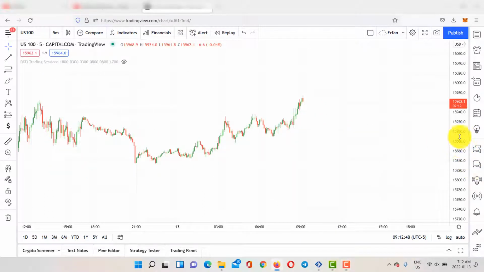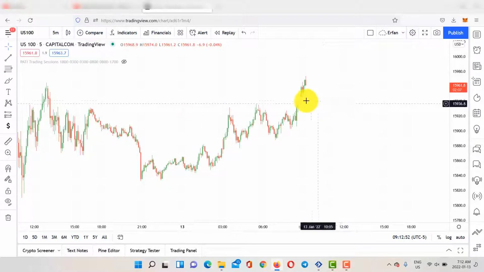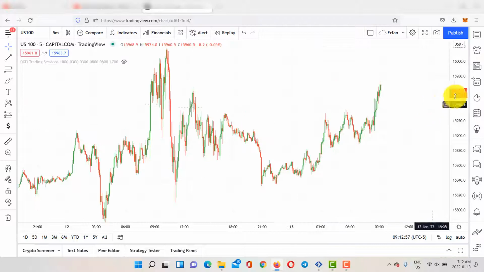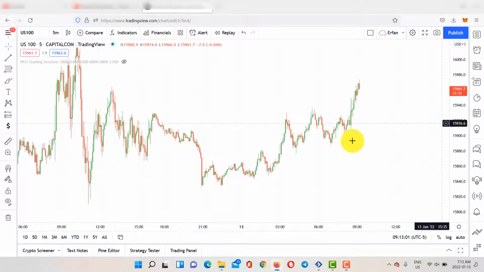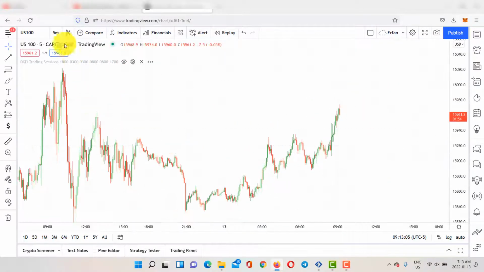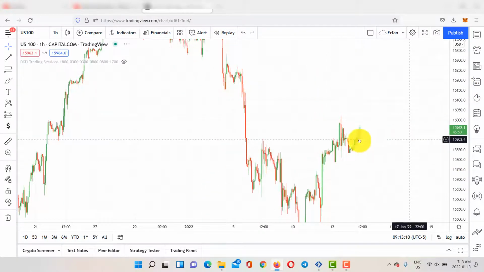I'm waiting for New York Stock Exchange markets to open in almost 15 minutes. It's 9:12 Eastern Standard Time. So I'm analyzing US, it's actually NAS100. As you can see, the market is kind of fluctuating right now. I'm in a 5-minute time frame. I'm going to get back to 1 hour to show you what's going on here.